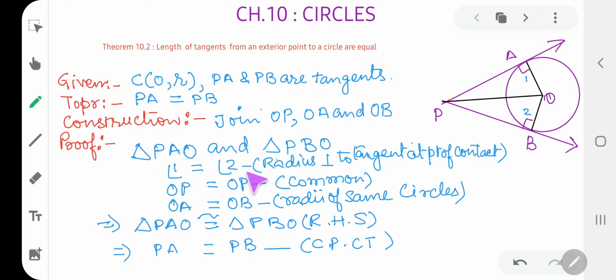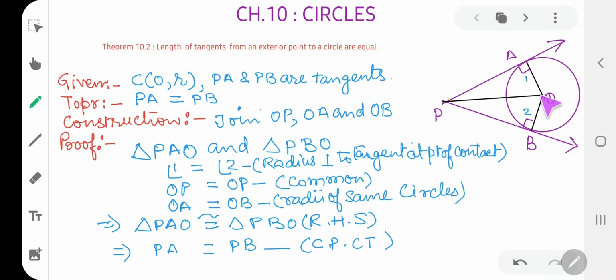Angle 1 is equal to angle 2 because this is the radius and this is the tangent, and yesterday in theorem 1 we read that the radius is always perpendicular to the tangent at the point of contact. So using that theorem, angle 1 and angle 2 are both equal to 90 degrees.